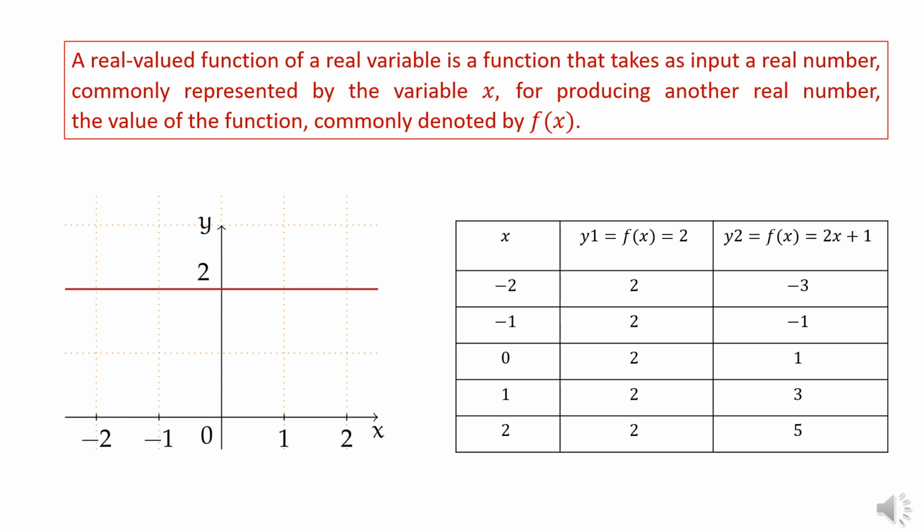So in this graph we have shown a constant function. For all values of x, y takes same value. So in this table we have shown another example of a straight line function. f of x is equal to 2x plus 1. So for different values of x, f of x takes different values as listed here.